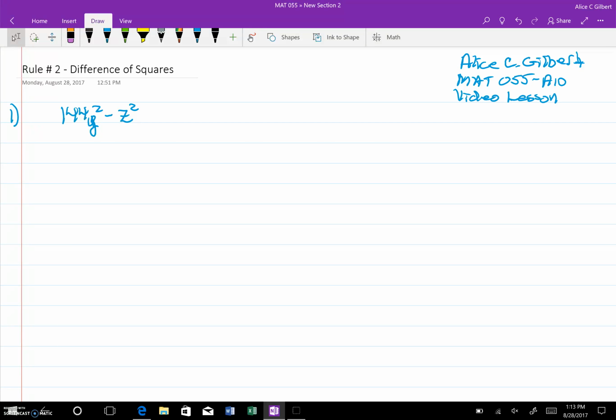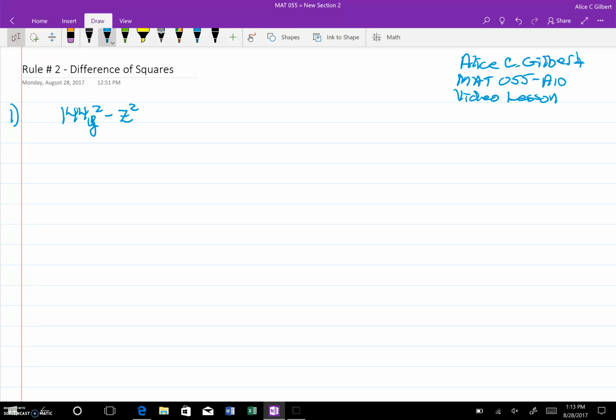If the answer is yes to a binomial, our next question is: is this a difference? Now, difference means subtraction. If this were a plus, the answer is no, and we would go on to rule 3. But because this is a minus, we say, well, maybe, we don't know for sure yet, but maybe this is a difference of squares.